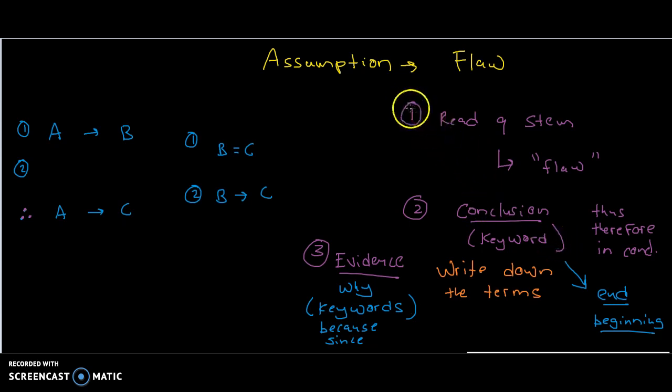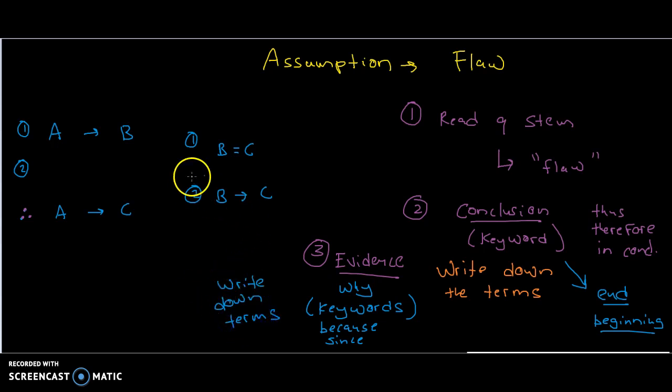Okay, so we have step 1, find the flaw, or read the question stem. In this case, it's going to be find-the-flaw questions. Step 2, find our conclusion. Find the conclusion using our keywords and write down our terms. Right? What leads to what? Which terms have a relationship with each other? Then, step 3, find what is the evidence that is offered for why we should believe that conclusion, and locate these using keywords as well. Also, write down terms. I keep mentioning writing down terms because it's really important.